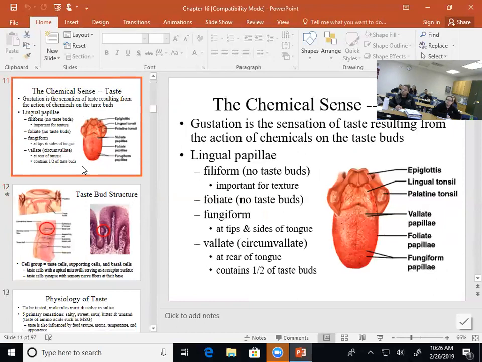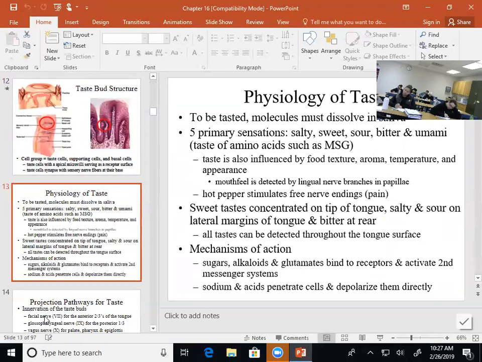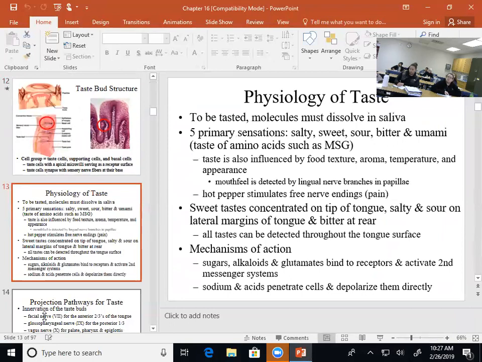And there's 5 types, and you would want to know them. You would want to know these 5 special kinds of taste. You really only have 5 taste sensations. They are sweet, salty, sour, bitter, and one that's called, and I don't even know for sure how to pronounce this, it's kind of new, umami.